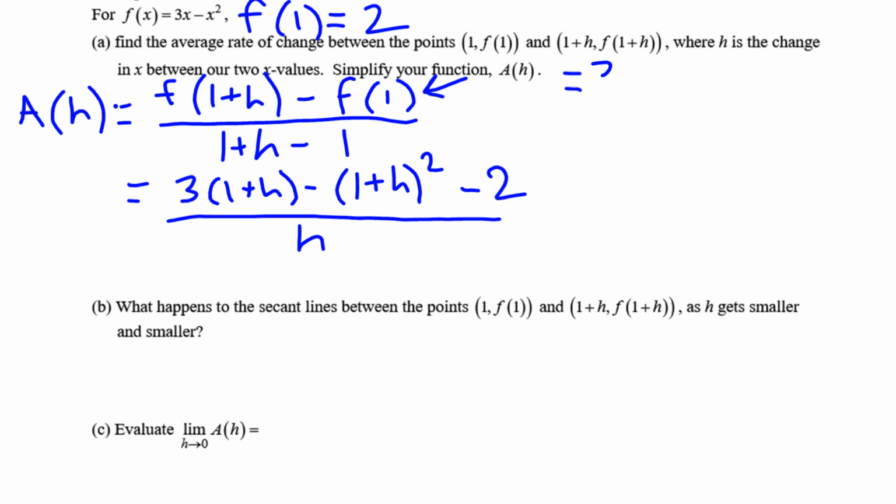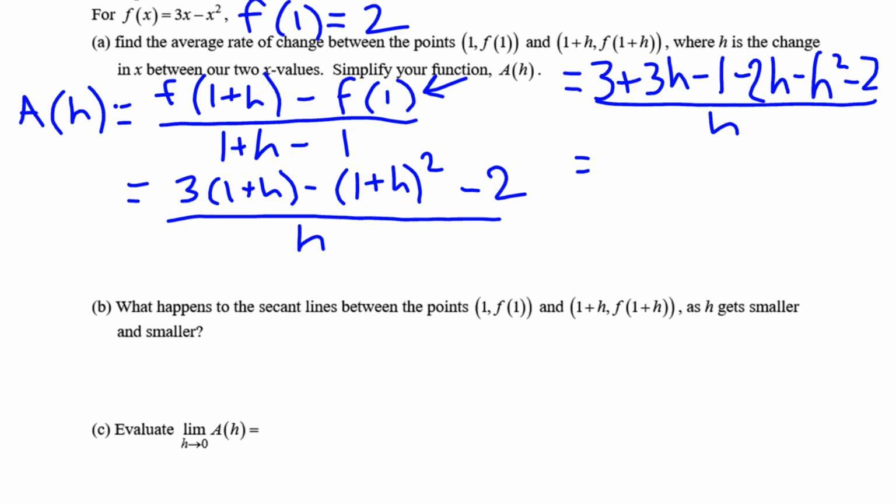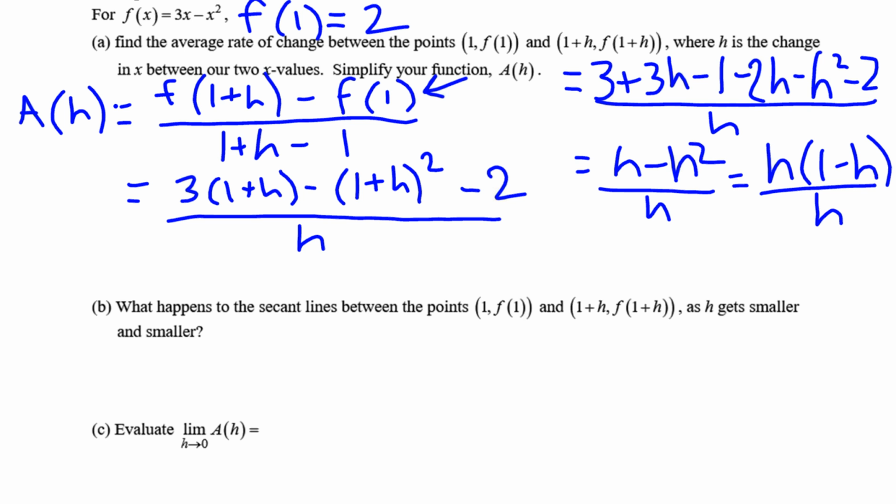Continuing, if I distribute 3 plus 3h minus, I'm going to expand it, and then change the sign because we have the negative in front of it. Minus 1 minus 2h minus h squared minus 2 all over h. Keep simplifying. We have 3 minus 1 minus 2. They're gone. 3h minus 2h. That's h minus h squared over h. Look, I can factor an h out of the numerator. All right, so the average rate of change between the points 1 and a little bit is 1 minus h.